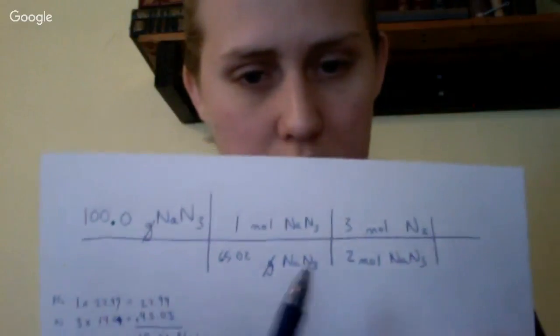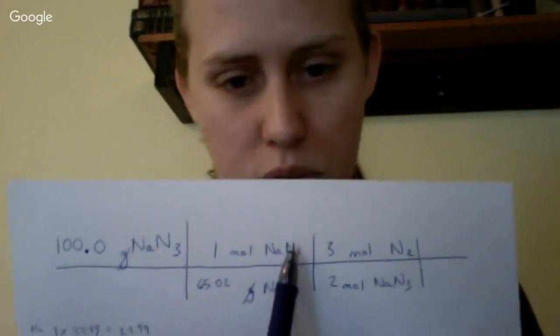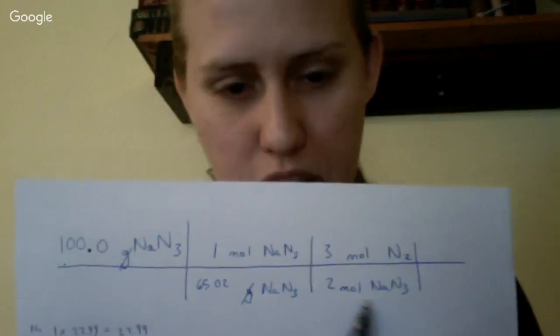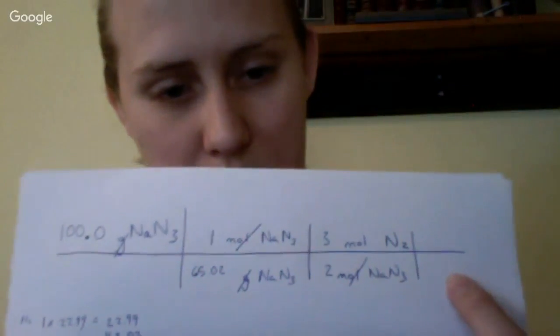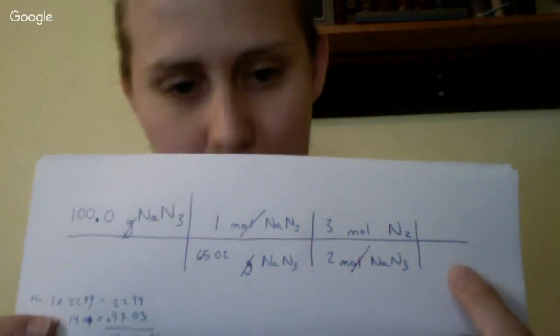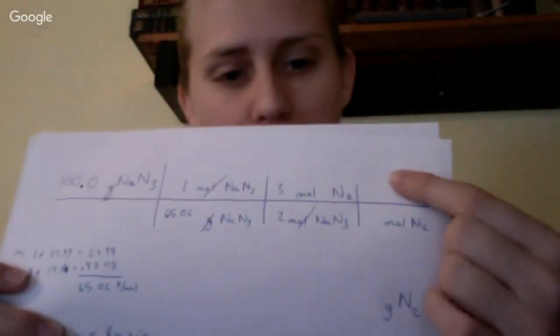Close. Now, really quick, let's see how things cancel. Notice that now moles of NaN3 is on the top and moles of NaN3 is on the bottom, so that's going to cancel. Now, what has to go down here to cancel? Moles of N2. Good. Because what do we want in the end? Not moles, but grams. So what's going to go on the top? Grams. Good.